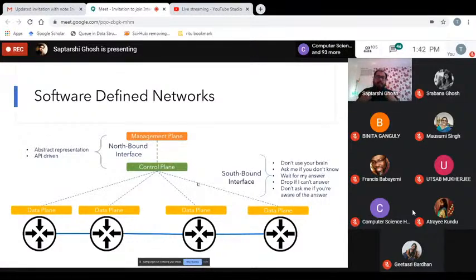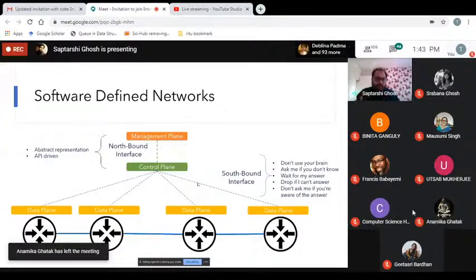Now, me means the controller here. The controller is telling the data plane, don't use your brain. If a problem comes to you, ask me. Wait until I reply. If I can't answer your question, okay, drop that question. If I answer your question, keep that answer. If the same question is asked next time, don't ask me. You see, these are the basic laws. In layman's terms, this is what a software-defined network is.